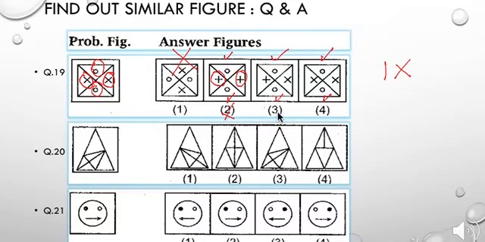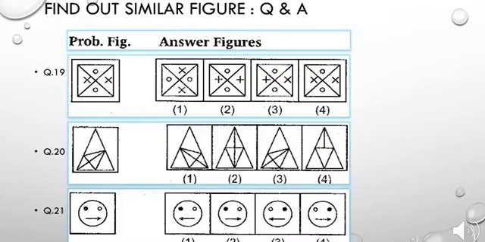Let's check in answer number 3. Here it is plus. It should be cross. Here it is cross. But here it is plus. So this can't be the answer. Here what is the option left out is only 4. And we find that in case of answer number 4, the designs are correctly available. So answer to question number 19 is clearly option 4.